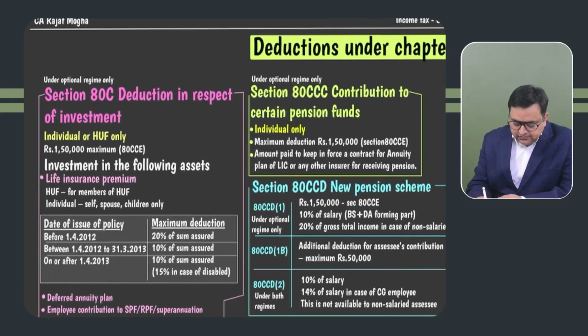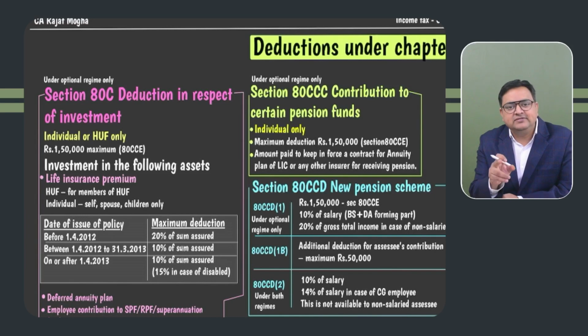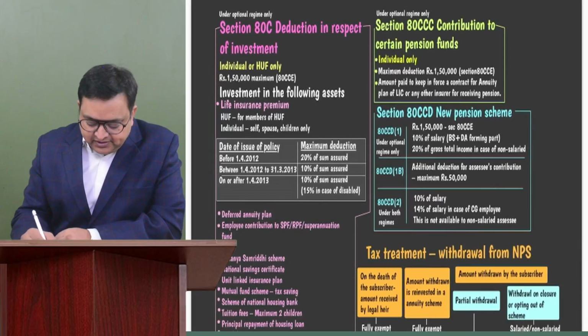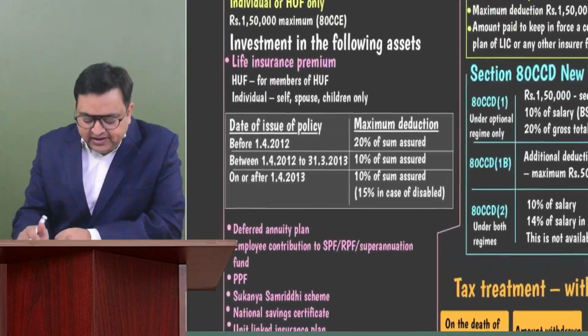Now, 80C deduction, individual or HUF can get this deduction. This individual can be resident also, non-resident also, doesn't matter. So he'll be able to get this deduction under 80C under optional regime. Please don't give 80C under default regime. It is only under optional regime. Got it?